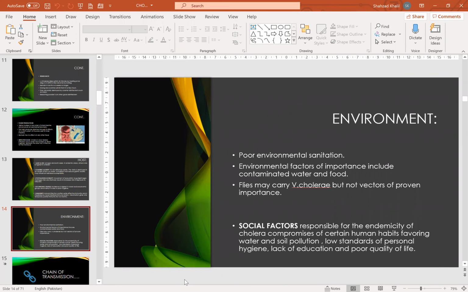Environment. Poor environmental sanitation. Environmental factors of importance include contaminated water and food. Flies may carry Vibrio cholerae but are not vectors of proven importance. Social factors responsible for the endemicity of cholera comprise certain human habits favoring water and soil pollution, low standards of personal hygiene, lack of education, and poor quality of life.